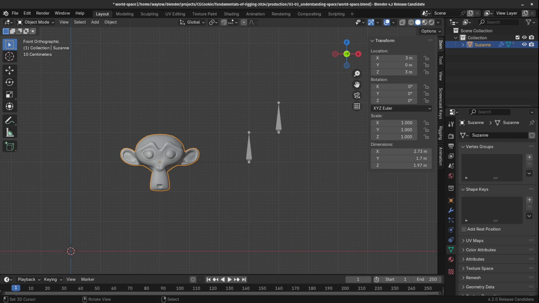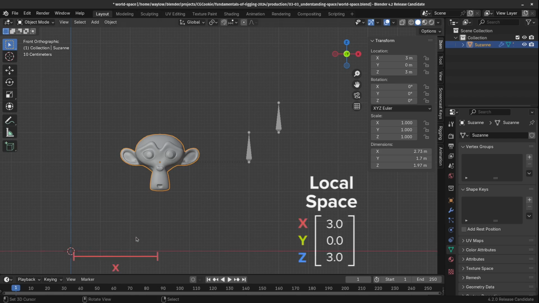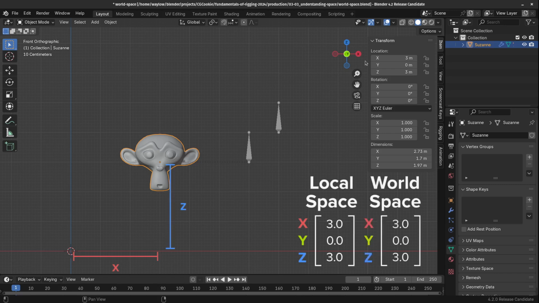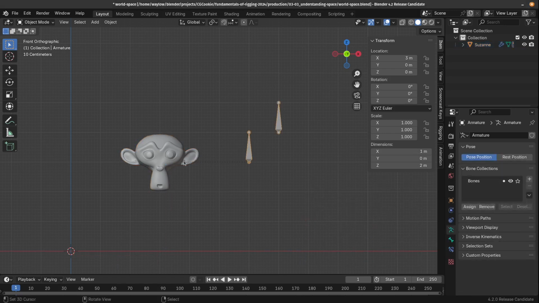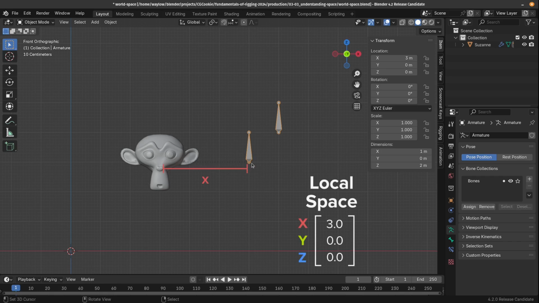This monkey head here doesn't have a parent. It is 3 spaces to the right, 1, 2, 3, and then 3 spaces up. So its local space happens to be exactly the same as world space. However, our armature object over here is parented to that monkey head. So its local space is relative to the origin point of the monkey. That would be 1, 2, 3 spaces in the positive X, which is 3, 0, 0.